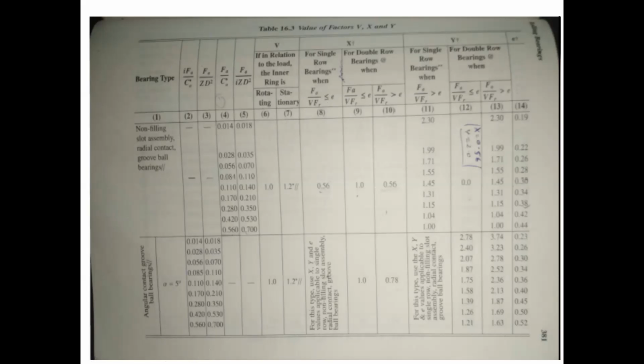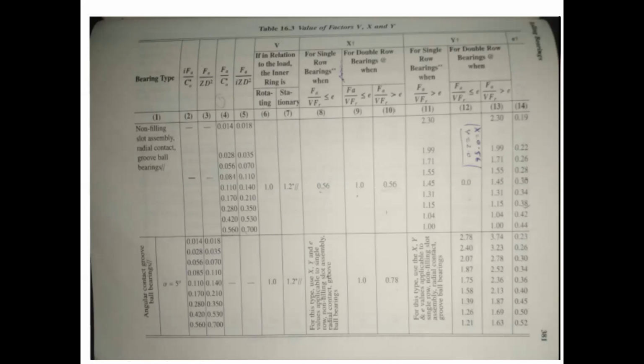In general, the inner race is kept rotating and the outer race is kept fixed. So by default, if nothing is mentioned in the problem, we consider the inner race is rotating. For the inner race rotating, for the deep groove ball bearing, the V value is 1. And if it is given that the outer race is rotating and the inner race is fixed, then the value of V is taken as 1.2.